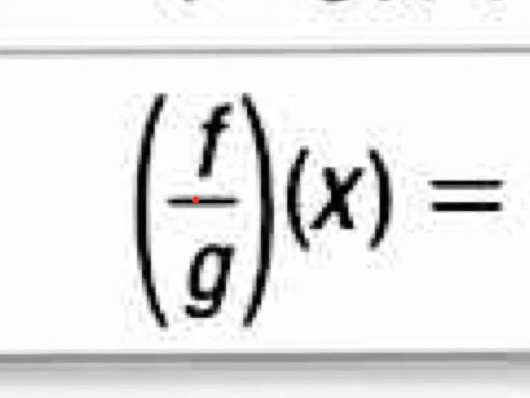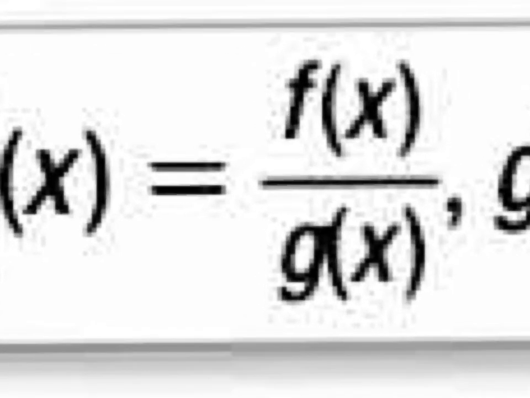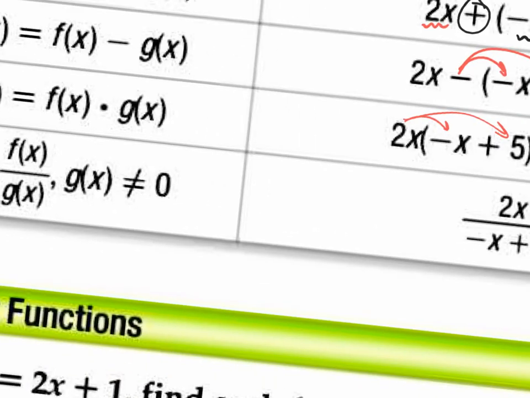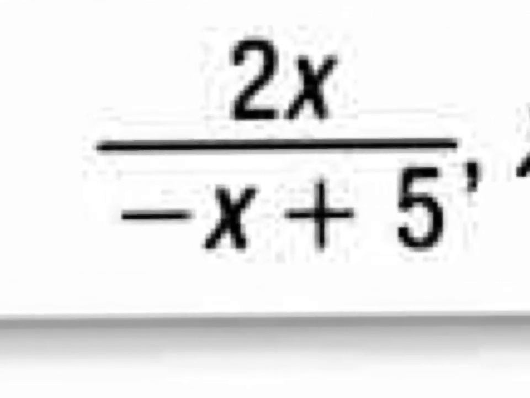They're even going to ask you to divide. This is the notation, f divided by g of x, right? What does this mean? That you're going to take your f of x function and divide it by your g of x function. So we said f of x divided by g of x. f of x is the 2x, and the g of x function was the binomial negative x plus 5. So there's nothing to do here.